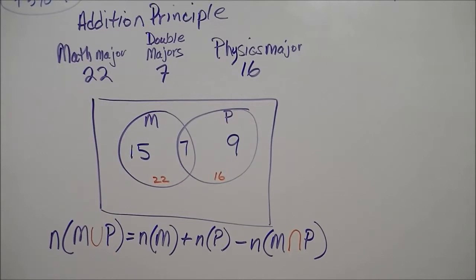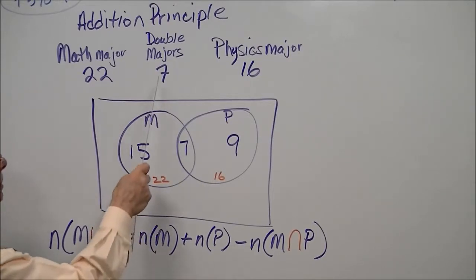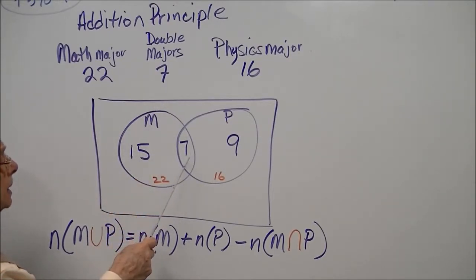So again, how might a Venn diagram help us to see this? Well, the way to do it is to put your double major, that would be your area of intersection. So your total of math majors are 22, 7 of which are double majors.